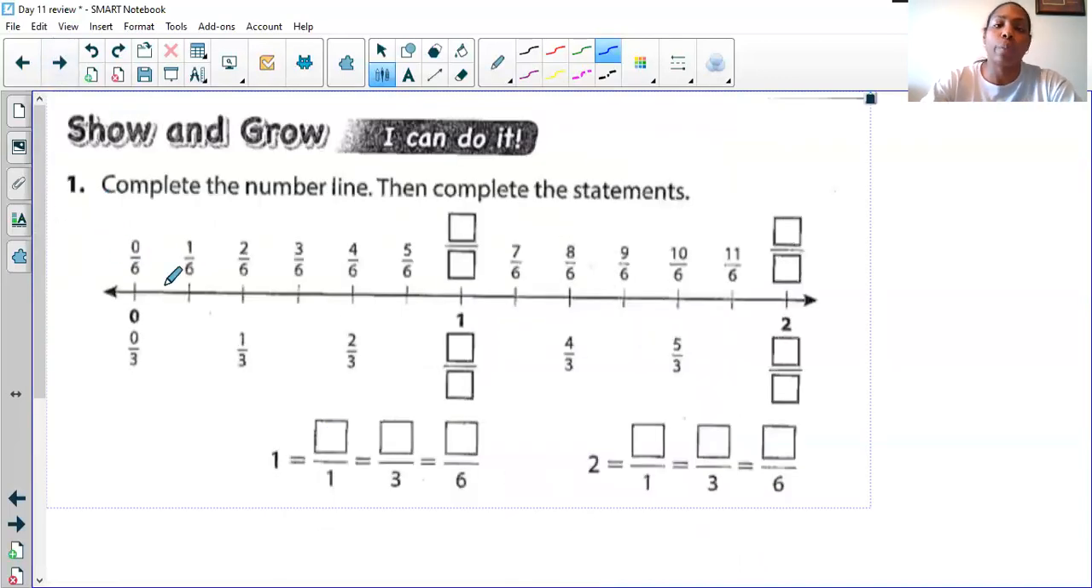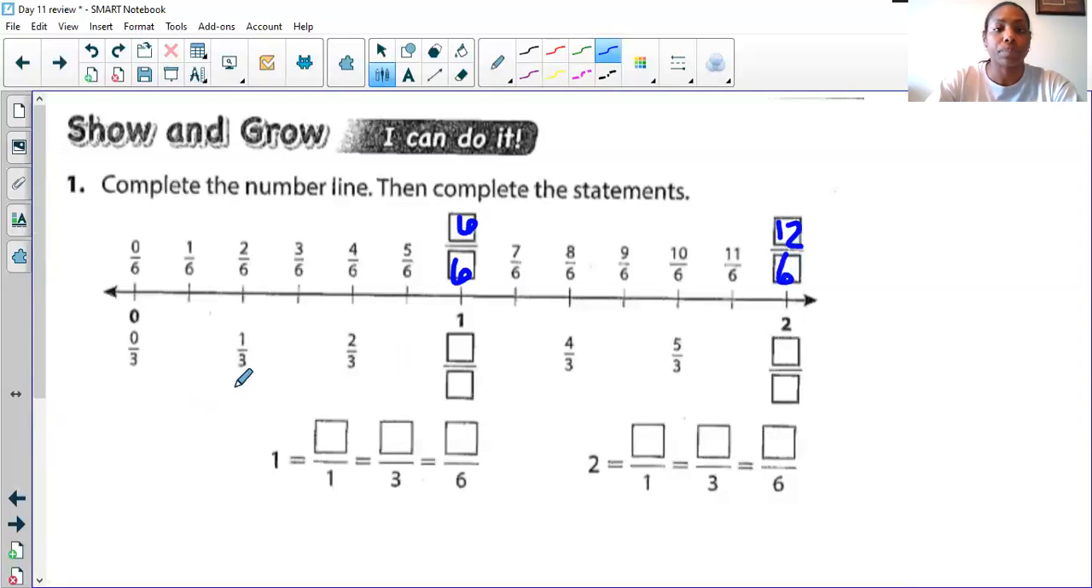Show and grow, show me what you know. So complete the number line, then complete the statements. If I take a look, I see my denominators already there for 6, and this one shows thirds. With our 6 denominators, this would be 6 over 6, because 6 over 6 equals 1. 7, 6, 8, 6, 9, 6, 10, 6, 11, 6. That would make this 12, 6.